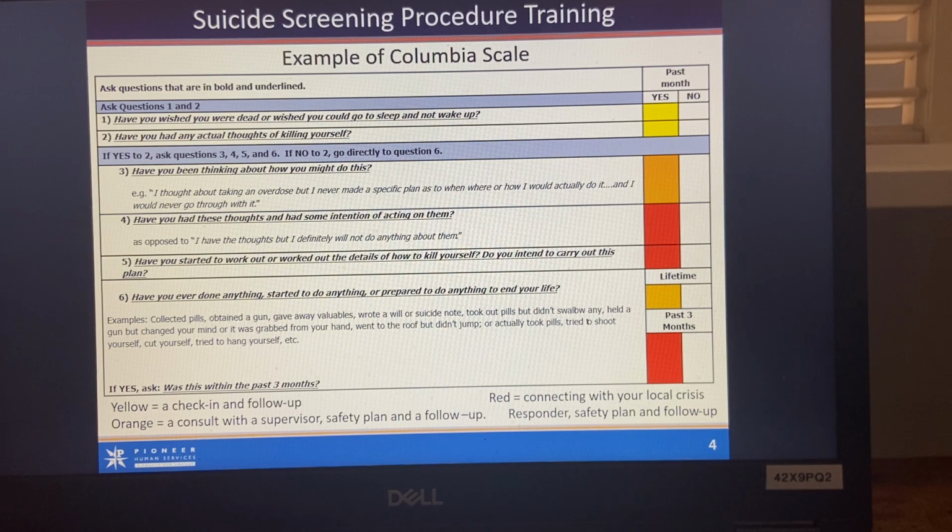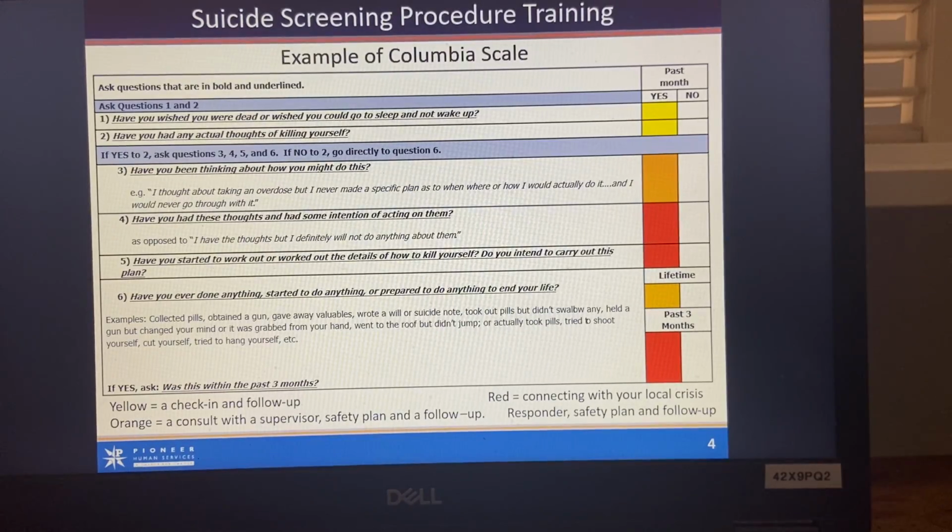Questions number 1 and 2 are in yellow, posing the lowest risk for an individual. Question 3 is in orange, 4, 5, and 6 are in red, though half of 6 is also in orange. The risk level is yellow being low risk, orange being moderate risk, and red being high risk. Based upon how you ask and answer questions 1 and 2, you determine what you are to do with questions 3, 4, 5, and 6.